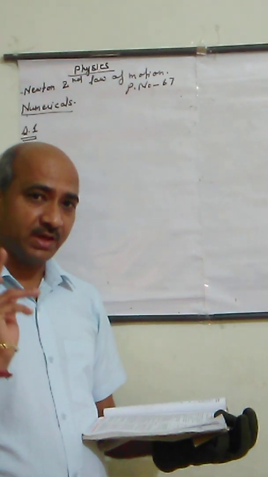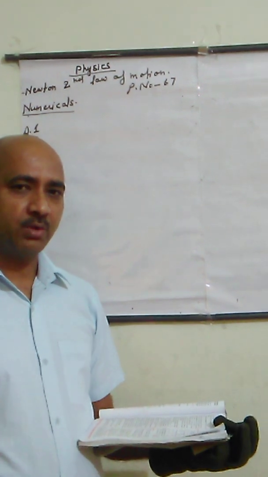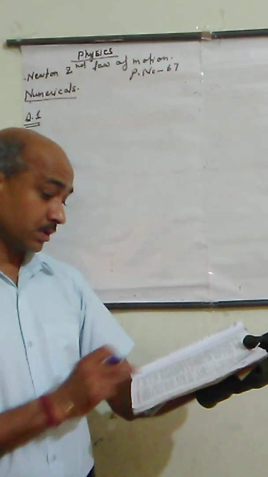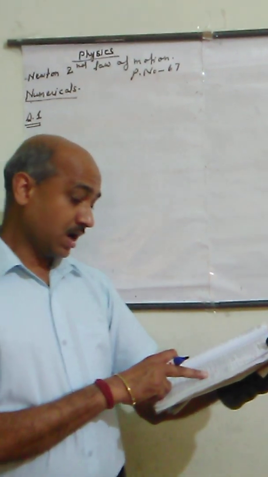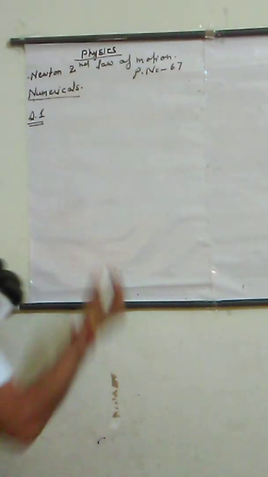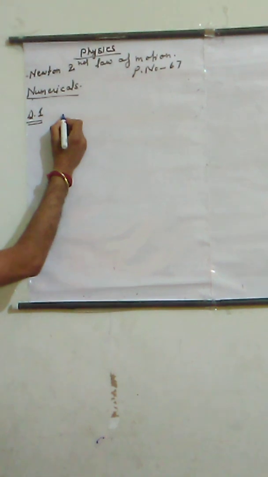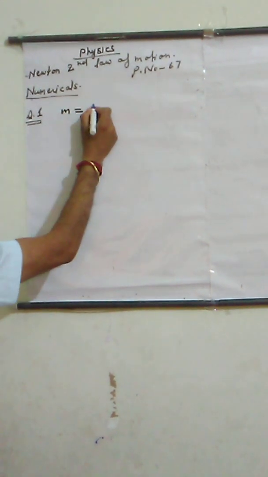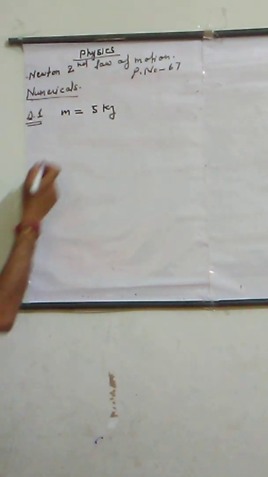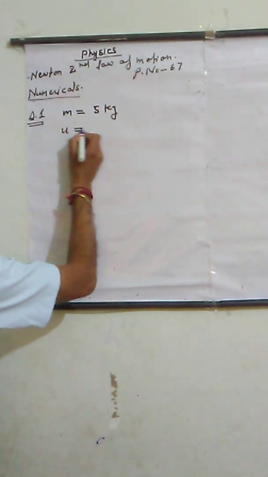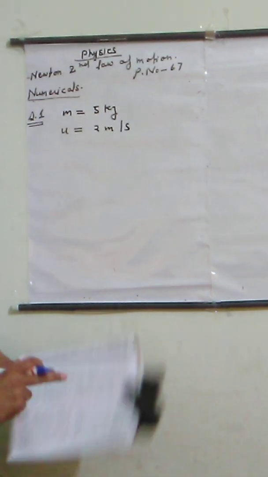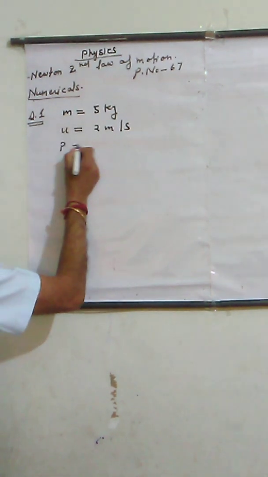When you start with the numericals, you have to open up your books and see the question from the book only. Question number 1 says a body of mass 5 kg is moving with a velocity of 2 meter per second. The mass of the body is given to us, it is 5 kg, and it is moving with a velocity of 2 meter per second. It means the initial velocity is given to us. He is asking you to calculate the value of linear momentum.